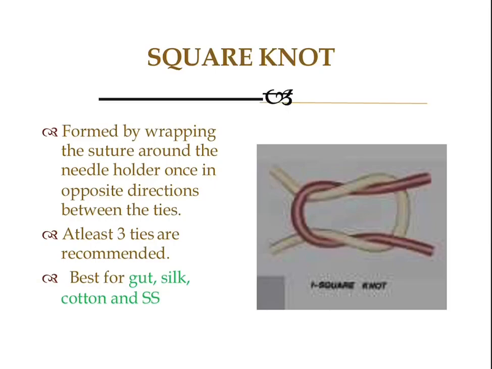So this is how the square knot looks like. It is formed by wrapping the suture around the needle holder once in opposite directions between the ties. Almost 3 ties are recommended. It is best in case of catgut, silk, cotton and SS, that is the silk stainless steel sutures.